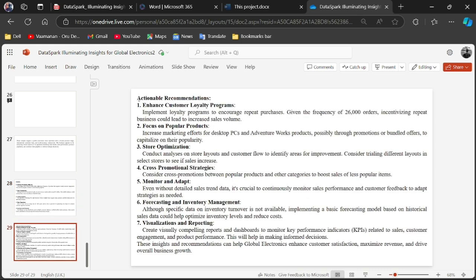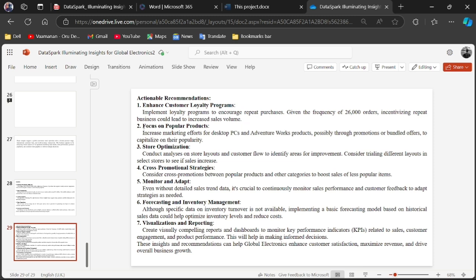And from this, we need to get the recommendation, what we need to do to improve the store. That's the actionable recommendation here. We can say enhance customer loyalty program. That's what I told you. Implement a loyalty program to encourage repeat purchases, like I told you in the previous slide. We can arrange some social media groups or platforms or communities to get the regulars to participate more in purchasing products.